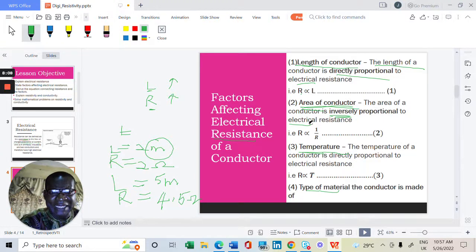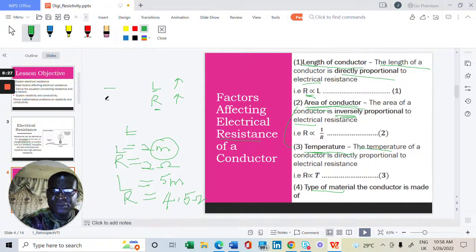The other factor is the temperature of the wire, which has the same relationship as that of the length. The temperature of a conductor is directly proportional to the electrical resistance, meaning that there is a direct relationship between the temperature and the electrical resistance. So it is a similar case to length. If the temperature increases, the resistance of that electrical conductor will increase.